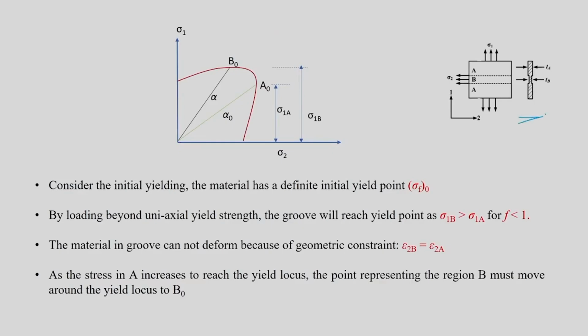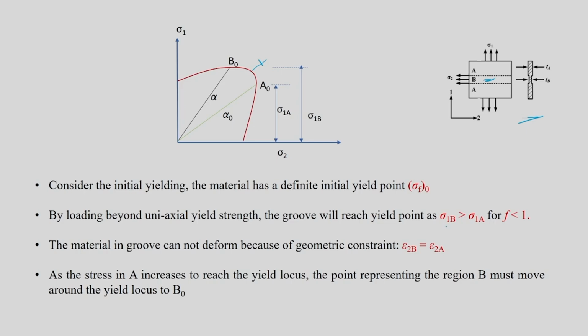The same figure can be referred to. We are going to put one particular first stage, for example. Here a yield locus is plotted, sigma 1 versus sigma 2, and the red one is the initial yield locus. Now consider initial yielding. The entire material is going to yield. The material has a definite yield strength, let us say sigma F naught. Now you are going to deform beyond the uniaxial yield strength. What will happen is the groove region, that is this B region, will reach the yield point first.